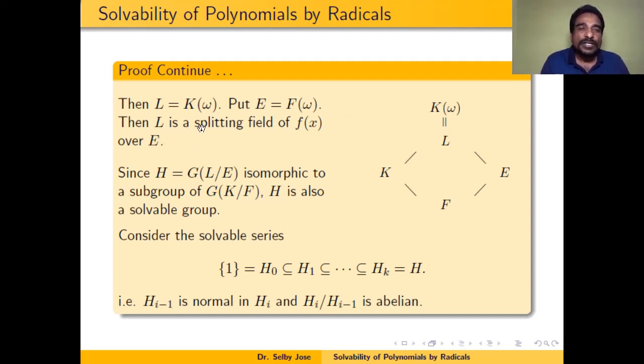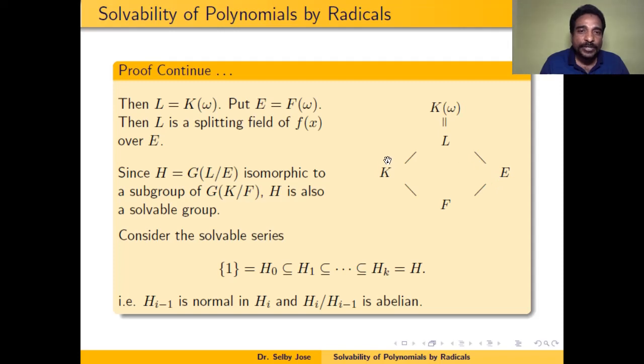So then L will be the splitting field of fh over E, because L is K(omega) and E is F(omega), and K is the splitting field of fh over F. Therefore L will be the splitting field of fh over E.